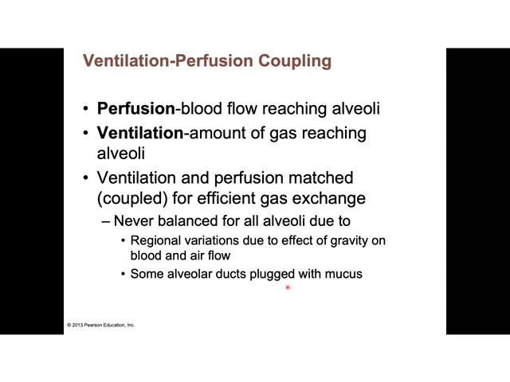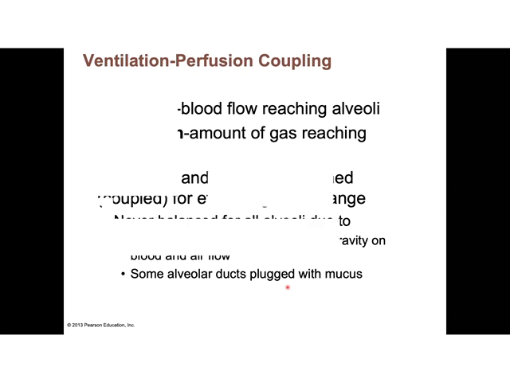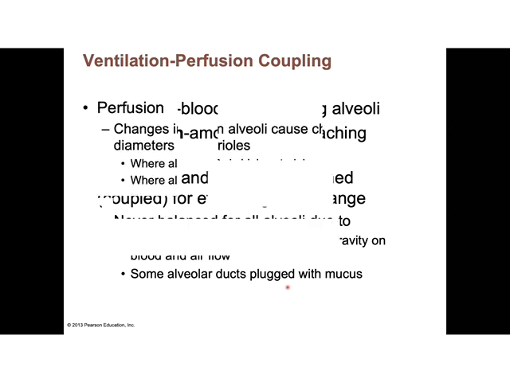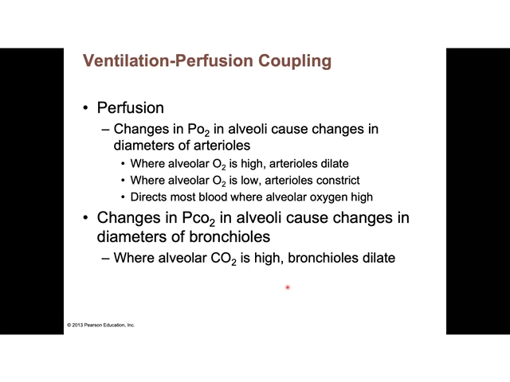Okay? And it's the action of smooth muscle in both the bronchioles and in the arterioles that's able to pull this off, right? And in the thoroughfare vessels, okay? And so the idea here, again, is to get that matchup to be the most efficient possible, okay? Changes in oxygen levels in the alveoli cause changes in the arterial diameter. Where alveolar oxygen's high, the arterioles dilate, and vice versa, okay?